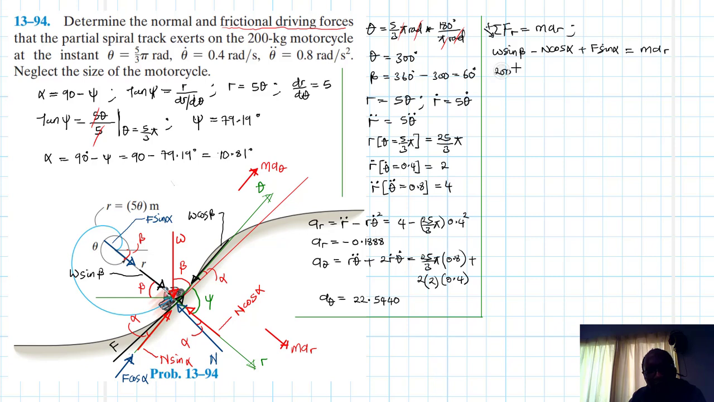So this one just becomes 200 by 9.81 sine beta, and our beta is 60 degrees, minus N cos alpha, and our alpha is just 10.81, and then we have F sine alpha, which is 10.81, equals m, which is just 200 by a r, and our a r is equal to minus 0.1888.